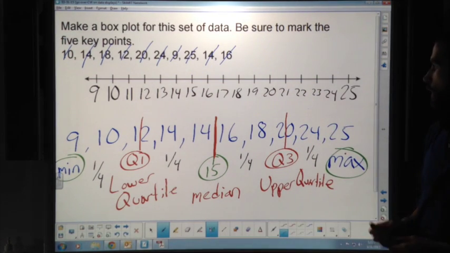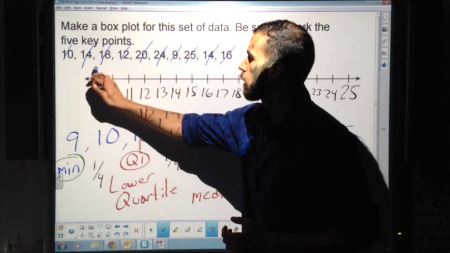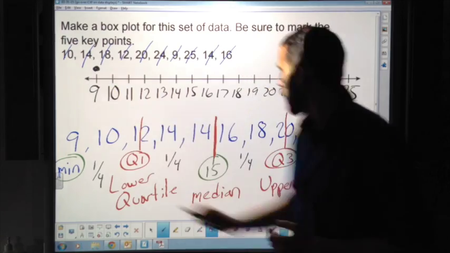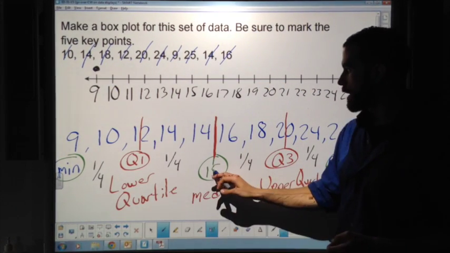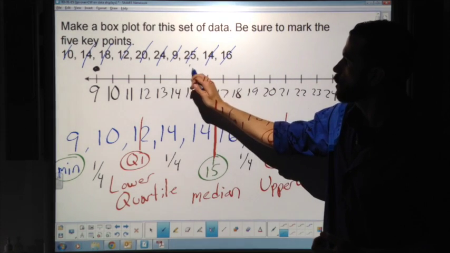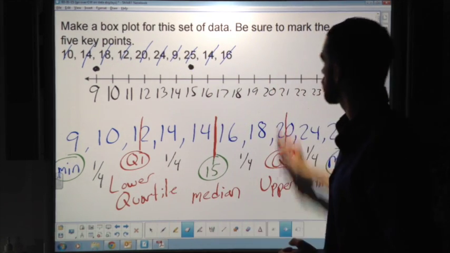Now it is time to place our other points. Well, we have the minimum right here at 9. We already have the maximum at 25. Our median is at 15, which is right here. I'm just going to go ahead and clean this up a little bit more.